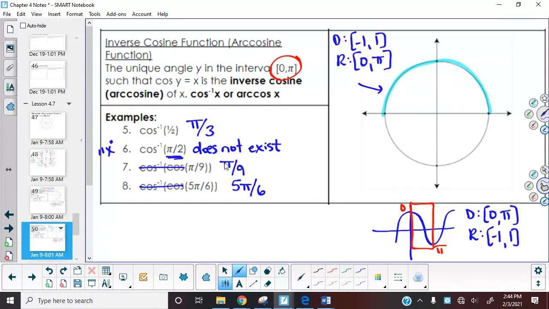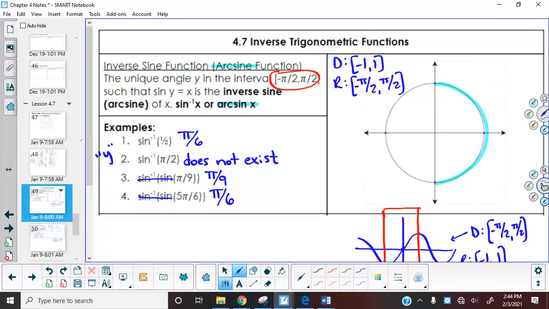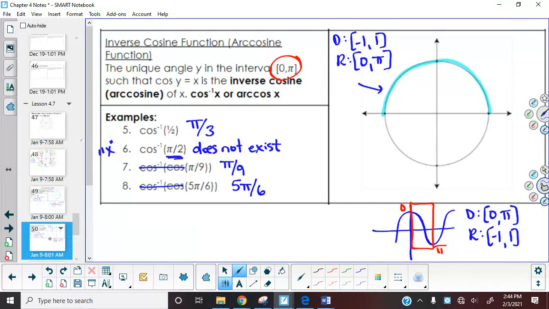Okay, so again, the reason we have to limit that is to be able to say that your inverse function is a function. If it failed the horizontal line test initially, it is no longer a function. So that's why we have to use that snippet. Here it's in your first and fourth quadrant for the inverse sine. Here it's in your first and second quadrants.